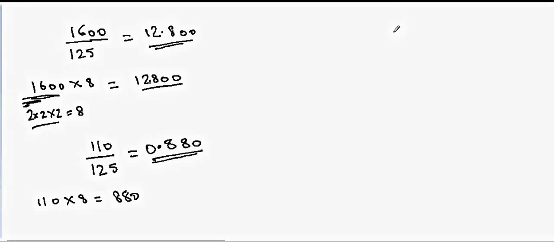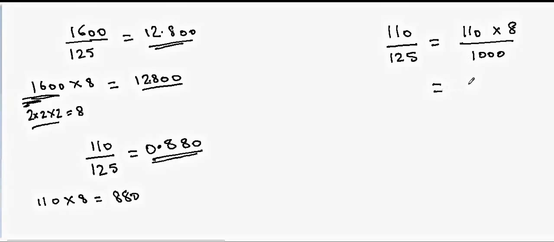Again, how I come up with this trick is, I have 110 and I have 125, so that will be equal to 110 into 8 divided by 1000. In this case I'm just multiplying the number by 8 and then dividing by 1000. So that's equal to 880 divided by 1000, which is equal to 0.880.